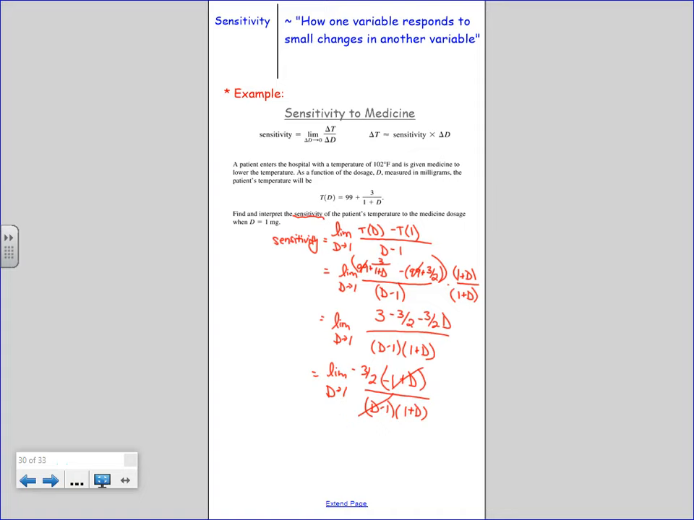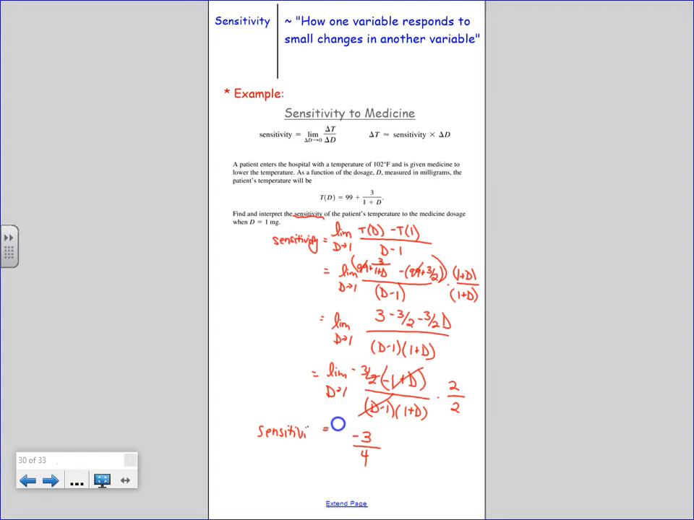Then go ahead and plug and chug. We have negative 3 halves over 1 plus 1, which is 2, so negative 3 over 4, because the 2s combine. And that would be our sensitivity.